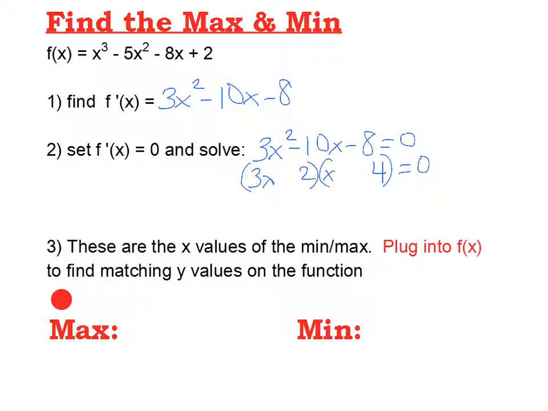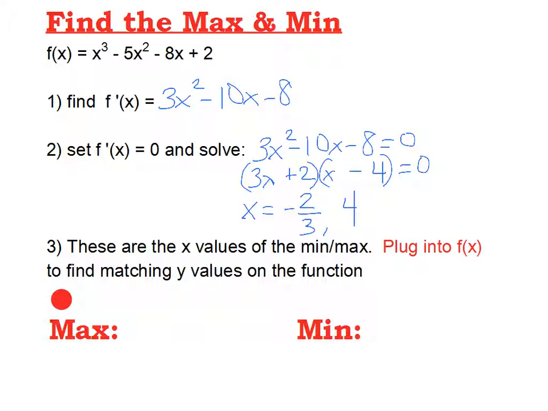4 and 2, we'll have a negative there, positive. Looks like x is going to equal negative 2/3 and 4. Now these are the x values of the min and the max, negative 2/3 and 4. So my function will have a max or a min at those two spots. But that's not an ordered pair, those are both x's.